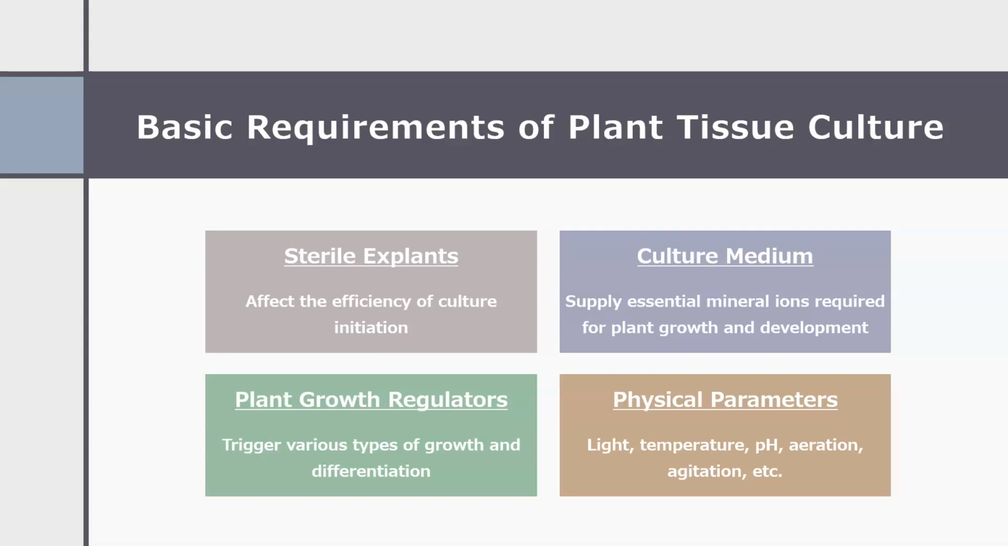Physical factors such as light, temperature, and pH must also be maintained within acceptable limits. Some types of cultures require aeration and agitation to provide sufficient oxygen to the plant cells, and to enhance the availability of nutrients to all parts of the explants.